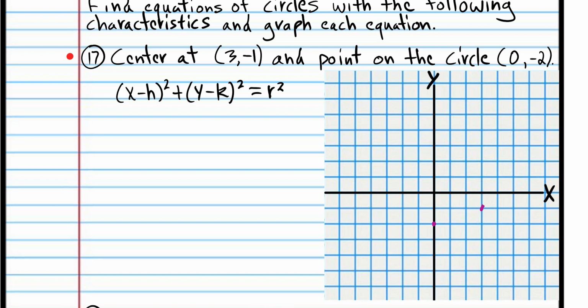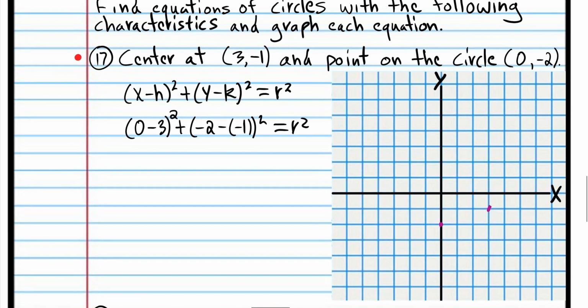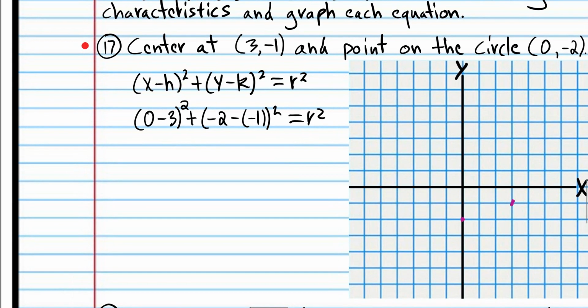So we have a point on the circle and the x value of the point is 0. I got that from there. The x value of the center is 3. I got that number from there. The y value of the point on the circle is negative 2. I got that from there. And the y value of the center is negative 1. I got that from there. We're going to use this information to help us find the equation of the circle, because if we solve this equation, we can find r squared. So we have negative 3 squared plus negative 1 squared is equal to r squared. And if we do the math, we end up with 10.